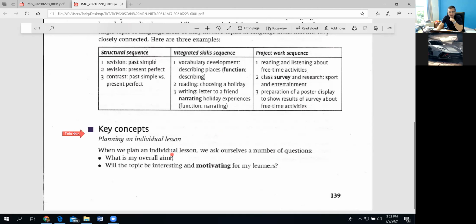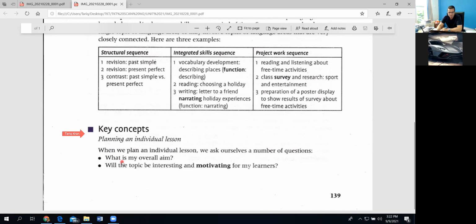Planning an individual lesson. Now, for example, we talk about a sequence of lessons. Now, planning an individual lesson, how do we do it? What's the procedure? When we plan an individual lesson, we ask ourselves a number of questions. Different questions we have to ask in order to find out how to plan for the individual lessons.